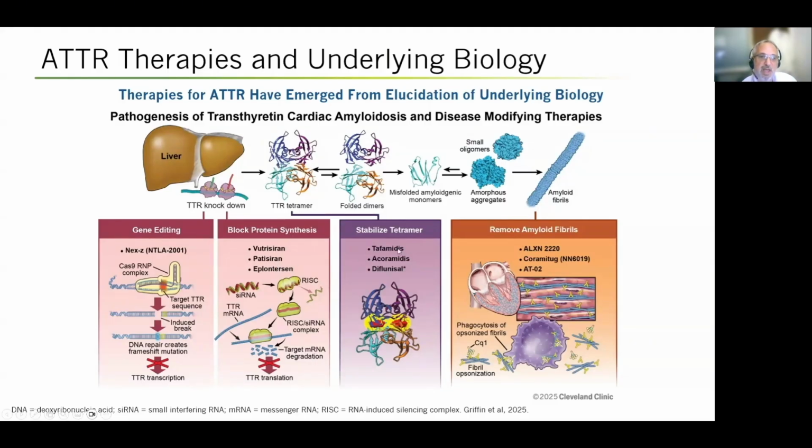There are drugs that stabilize the tetramer, Tafamidis and Acoramidis, or off-label diflunisal. They fit in between the dimer-dimer interface and stabilize TTR. And then there are experimental drugs that are being worked on to try to activate macrophages and remove amyloid. These are not yet clinically available. So what's clinically available is knockdown, silencing, and stabilization.